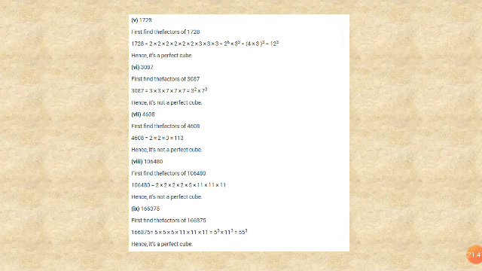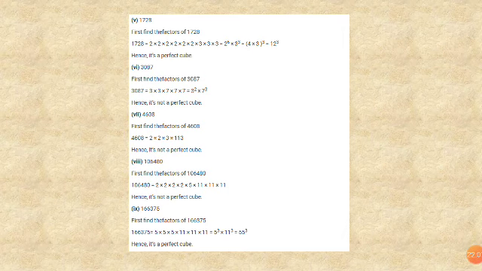Next, 1728. Take the prime factorization, the division method. So 2 into 2 into 2 into 2 into 2 into 2 into 3 into 3 into 3. Take a group of three equal factors each time. We get 2 cube into 3 cube, which is 4 into 3 the whole cube, equal to 12 cube. So it is a perfect cube.